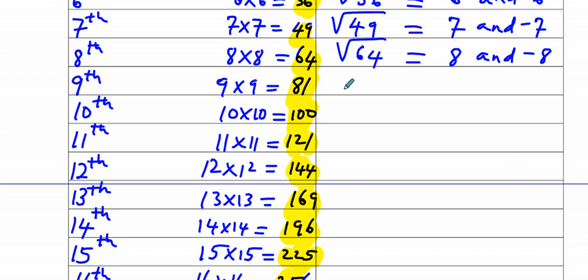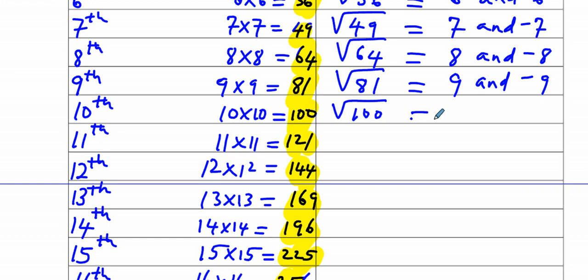How about the square root of 81? Which number multiplied by itself gives you 81? That number is 9, because 9 times 9 equals 81. How about the other square root? That is -9. Why? Because -9 times -9 equals 81. And so on and so forth. The square root of 100 equals 10 and -10.